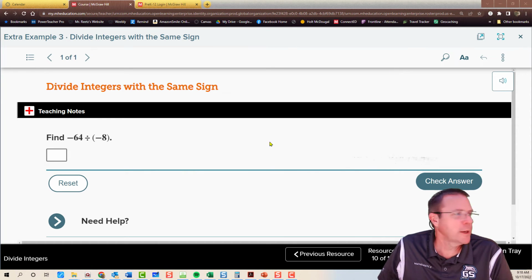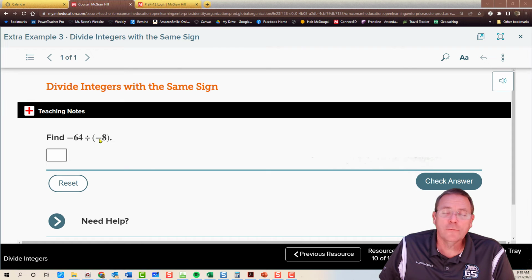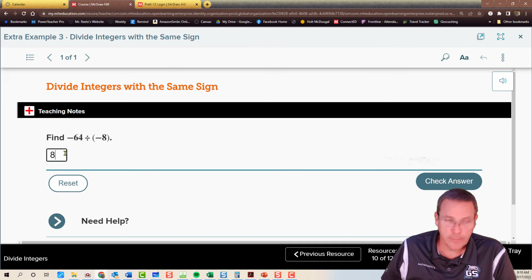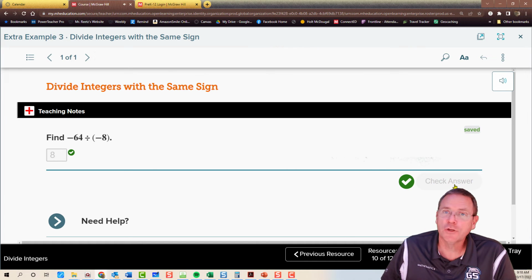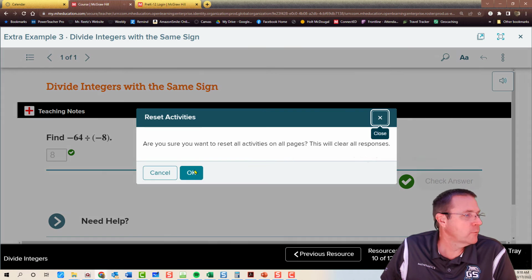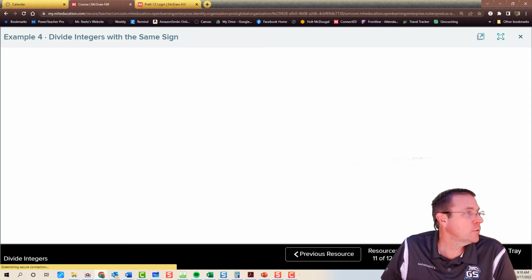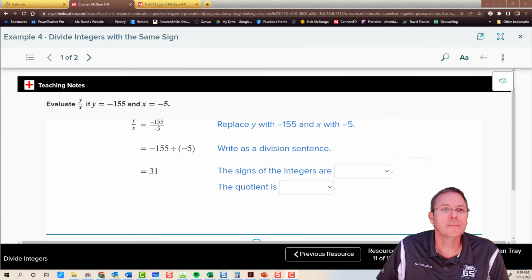So let's take a look at it. We have a negative divided by negative. That tells us our answer is going to be positive. 64 divided by 8. That's just going to be 8. Check it. Easy math. There's nothing at all to do in these problems. Reset that one, and let's take and move on to example number 4.